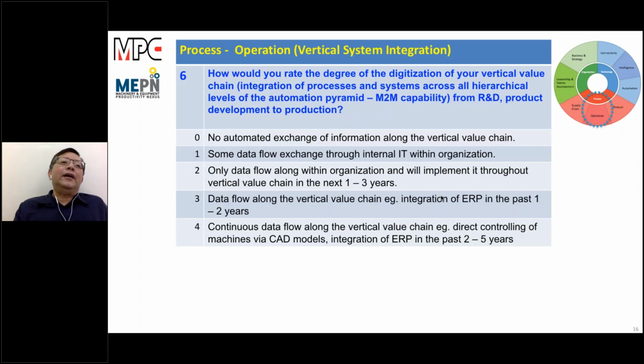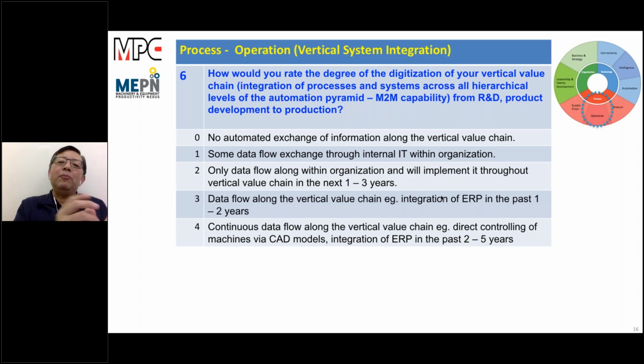The next question is asking about the operation on vertical system integration. When we run operations, we know some of the areas that you need to integrate. Machine to machine communication is very critical. So the question asks: how would you rate the degree of digitization of your vertical value chain, especially the integration of the process and systems across all hierarchy levels of the automation pyramid, especially machine to machine capabilities, from R&D, product development, to production?